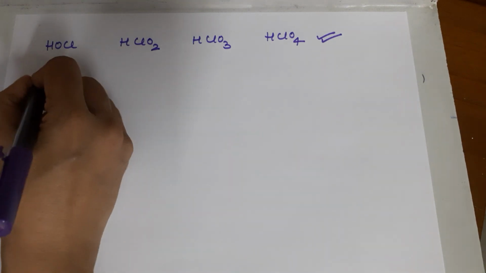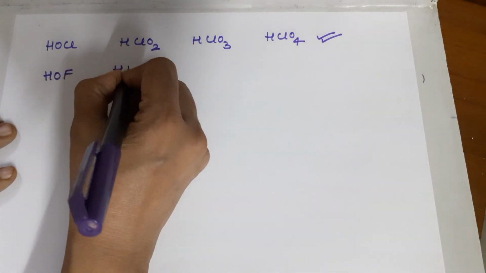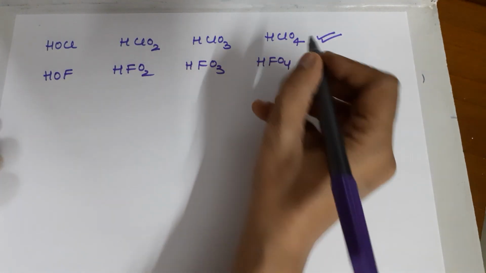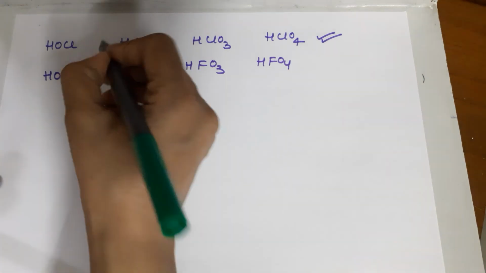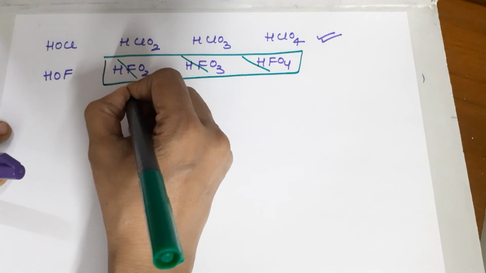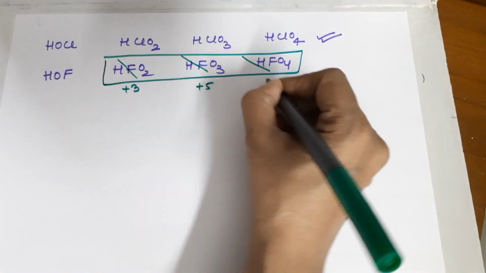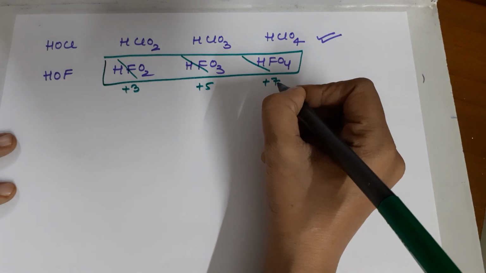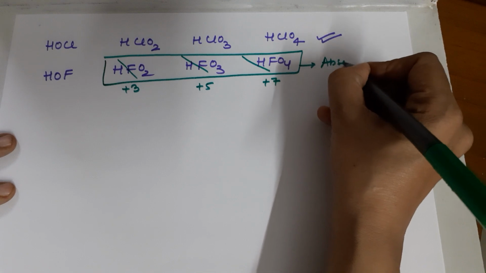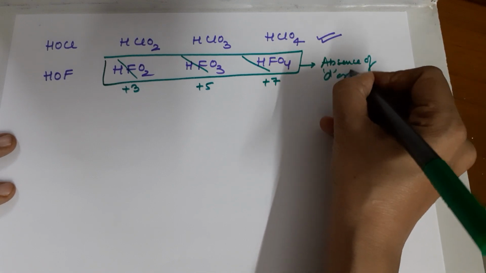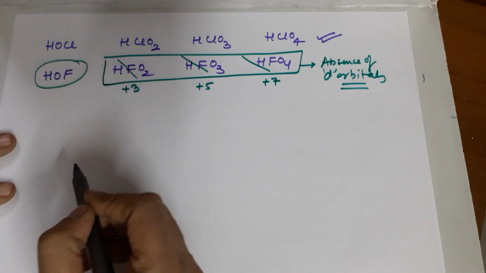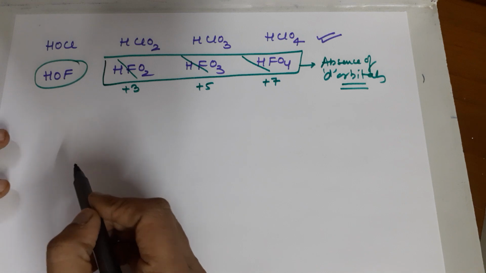But when I talk about fluorine, HOF, HFO2, HFO3, HFO4, you should know this, that none of these three would exist. The reason being, here fluorine gets an oxidation state of +3, +5 and +7 as already done in part 1. Fluorine cannot show these oxidation states owing to absence of d orbitals. Fine. So the only oxyacid of fluorine is HOF, that is hypofluorous acid.